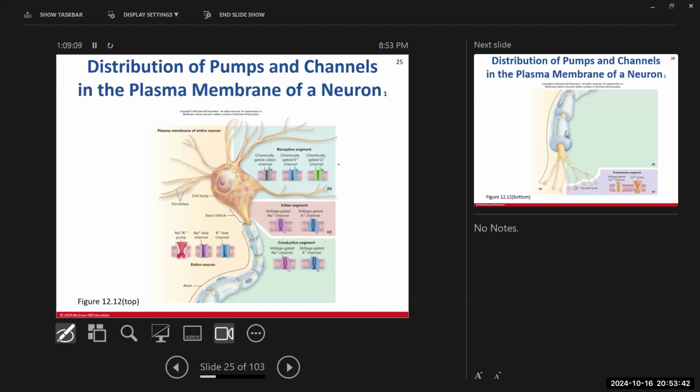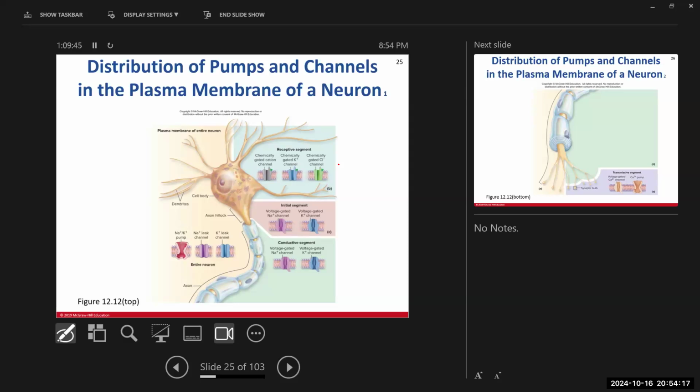Notice that they're all chemically gated, which means a chemical will stimulate the opening of those gates. And what chemical would do that? What's the broad name that we give it? It begins with an N, ends with mitter. Yes, neurotransmitter. So the neurotransmitters are going to be that chemical that stimulates the opening of these gates here. We get down here to the axon hillock, where the cell body starts to taper down into the axon. That's the initial segment.